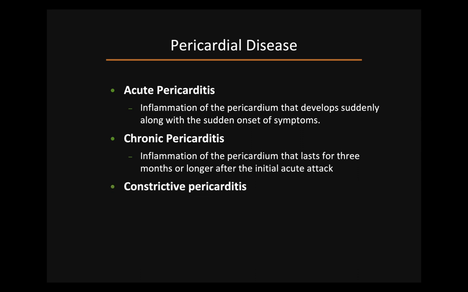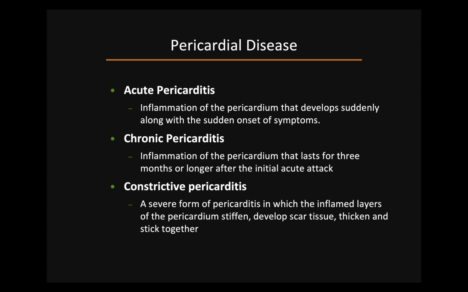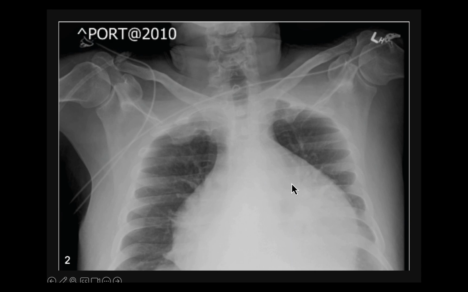And then you have constrictive pericarditis, which is a severe form where the layers of the pericardium become inflamed, they stiffen, they eventually develop scar tissue, they get thick, and they stick together. And this can interfere with the heart beating. So you can see in an x-ray here, this is pericarditis, and you can see how swollen the pericardial sac is. And it is definitely not supposed to be that big, which is why you get rubbing of the pericardium on the ribs.